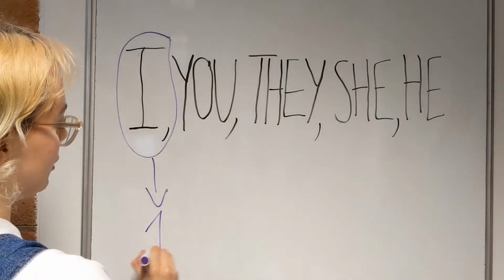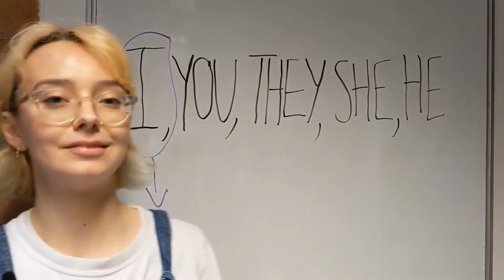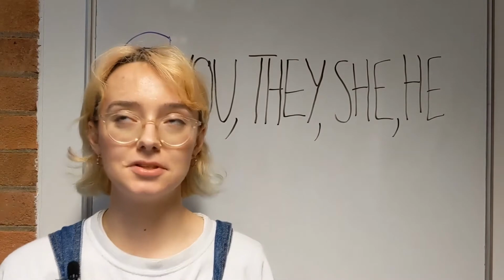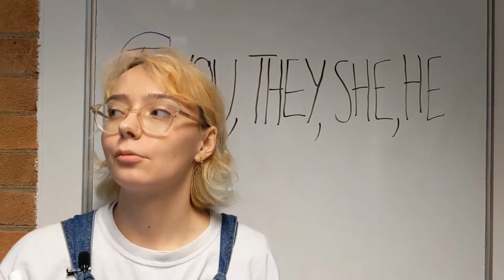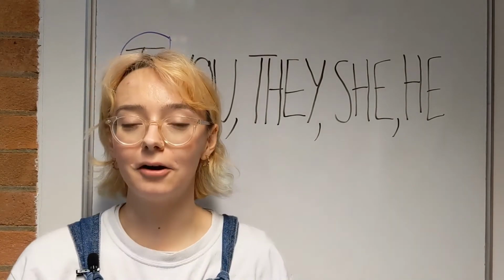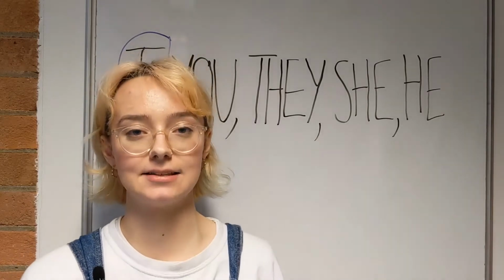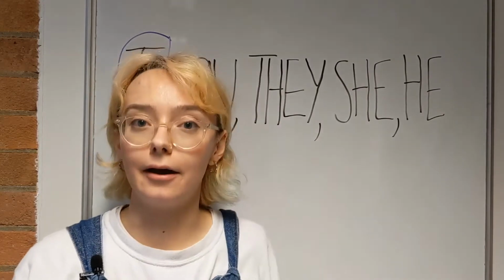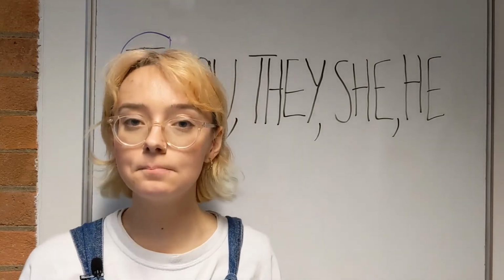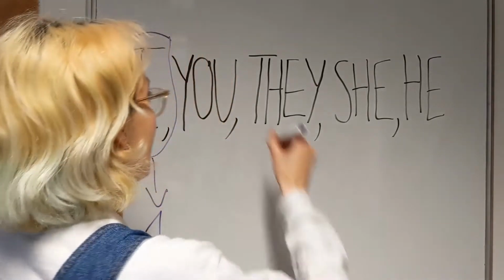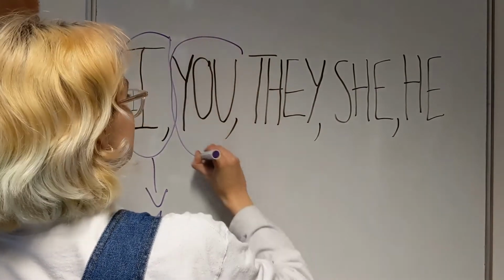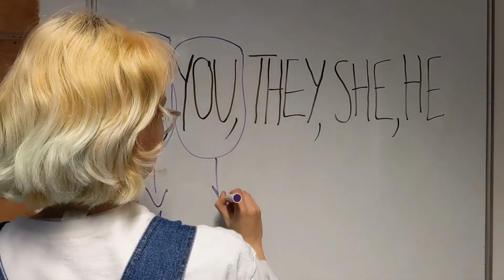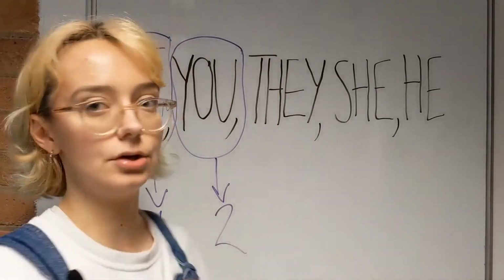So first person narrator is someone who uses I. Now this often is associated with a particular viewpoint, or like the narrator has a bias because we're only getting their perspective per se. And then we have a second person narrator, which we can see through the use of you.